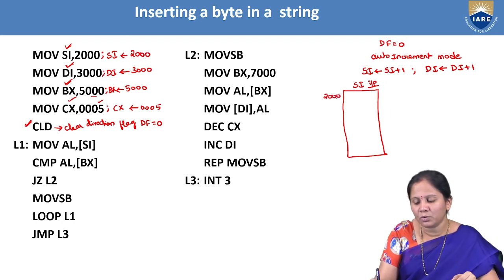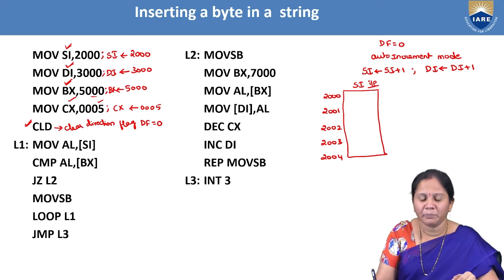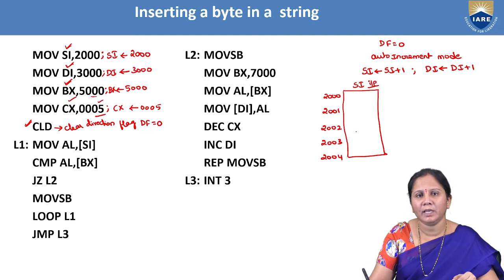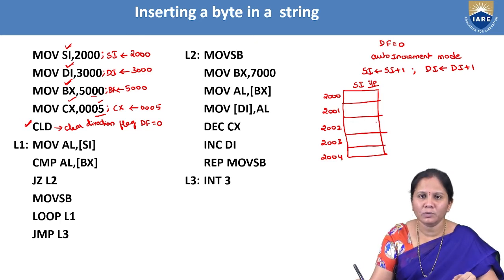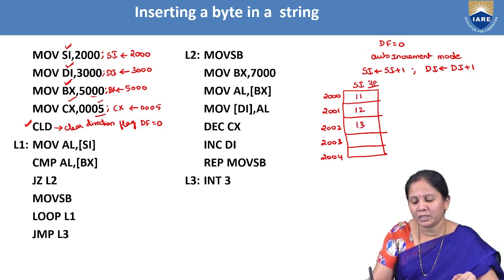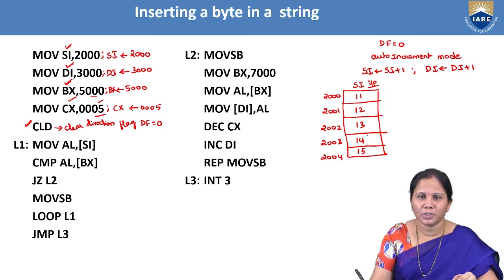So here comes 2000, 2001, 2002, 2003 and 2004 only. Why? Because here the counter value is 5. So only 5 numbers can be taken in the input. Now, let us consider here some values, inputs, which are of byte size. So let us consider here there is 11, 12, 13, 14 and 15. So these are the numbers that are present in a string.